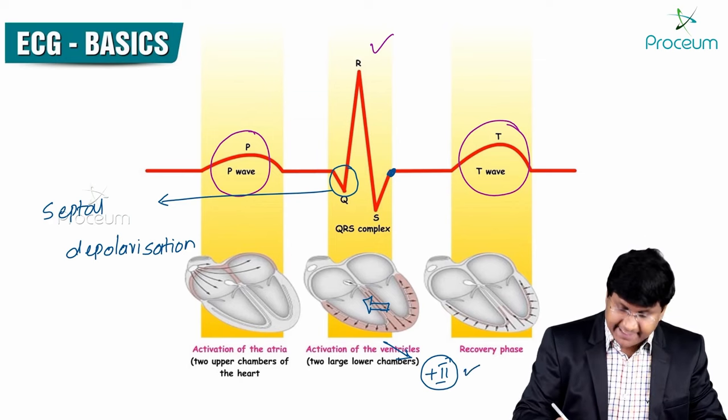So what will you have in over calibration? In over calibration, you will have the presence of high amplitude, or you will have large complexes. This is the effect of over calibration. All the complexes are large compared with an ECG recorded with the correct calibration. That is what you will have in case of an over calibrated ECG.